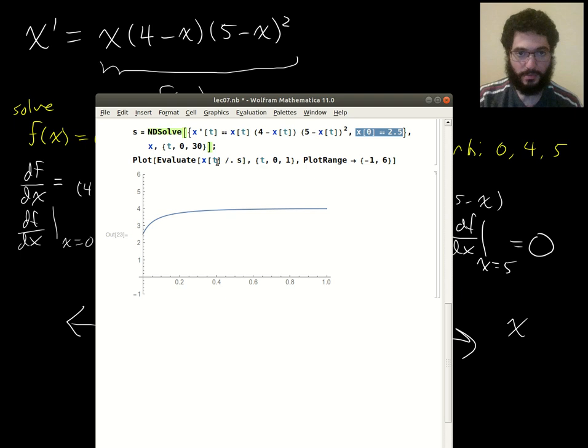This is plotting x of t against t, so this is not a phase diagram. The horizontal axis is t here, and the vertical axis is x. And you can see we start at 2.5 as requested. That's the initial condition. And then what happens in time? Well, it increases and approaches 4. You see? It's approaching 4. So it's doing exactly what was expected.